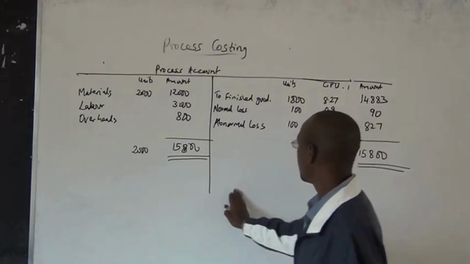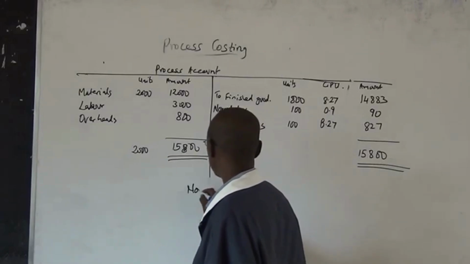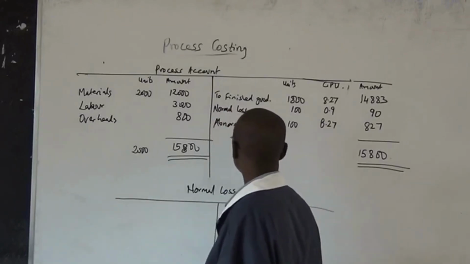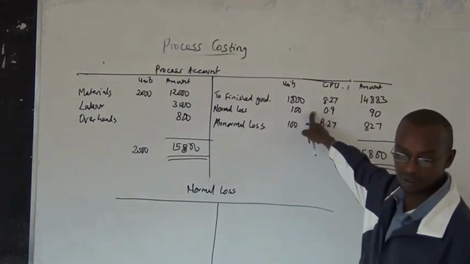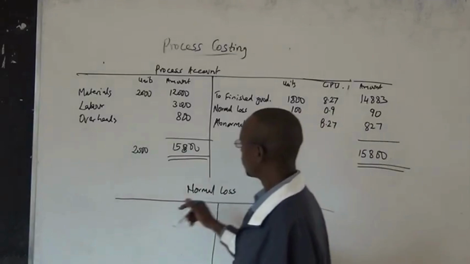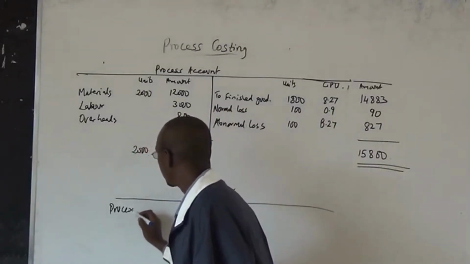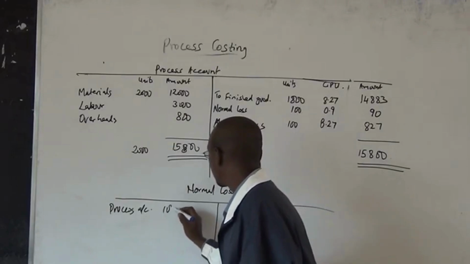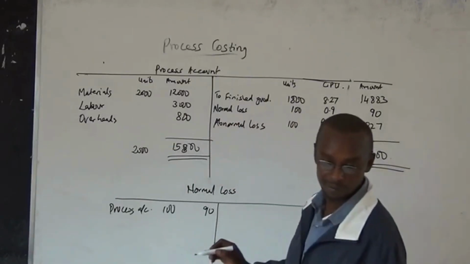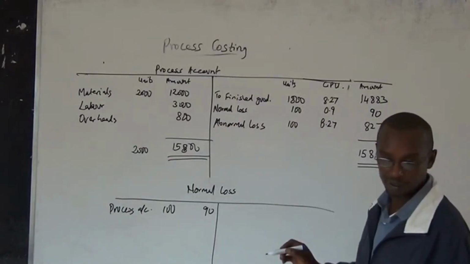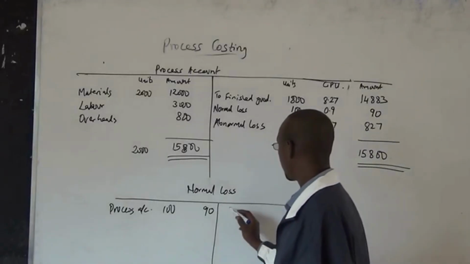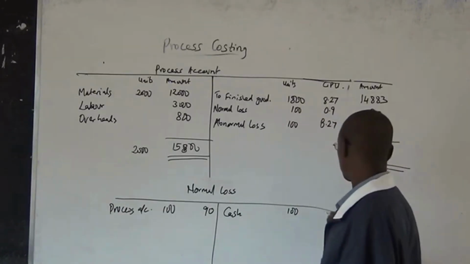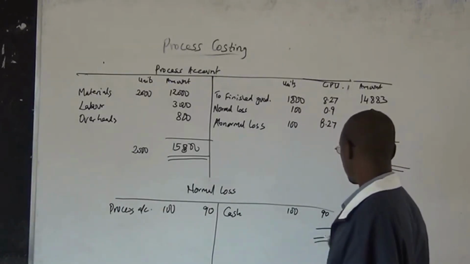Then you can open the normal loss account. The normal loss account, double entry of this. This is process account. We have 100 units, this is 90 bob. Then we have what else? We sold it for cash, 100 units at 90. Our normal loss account is like that.